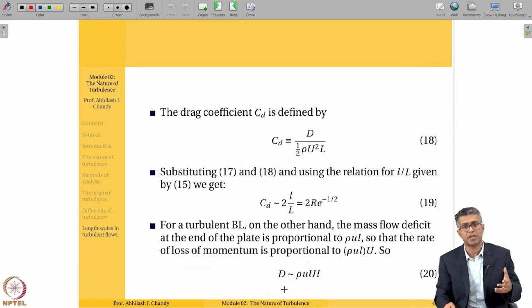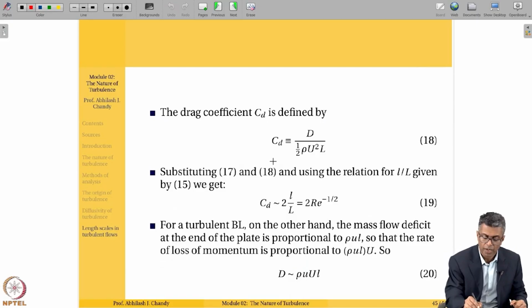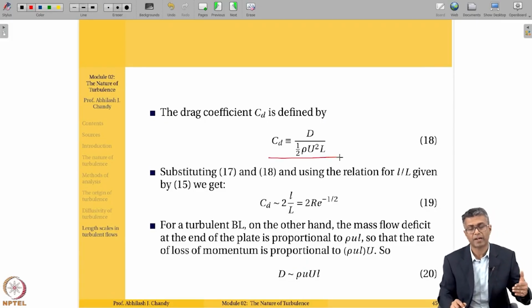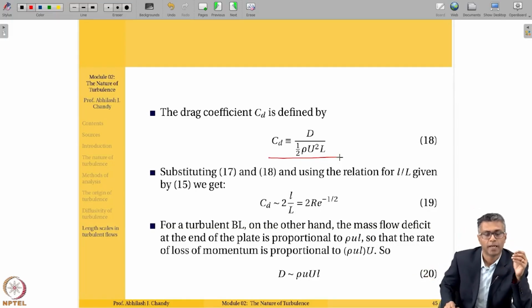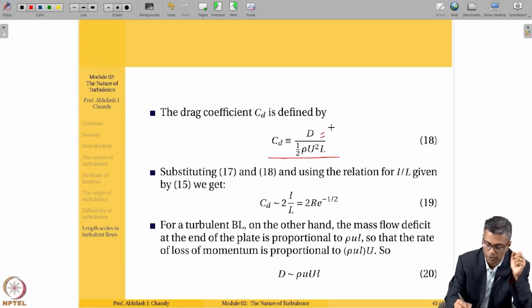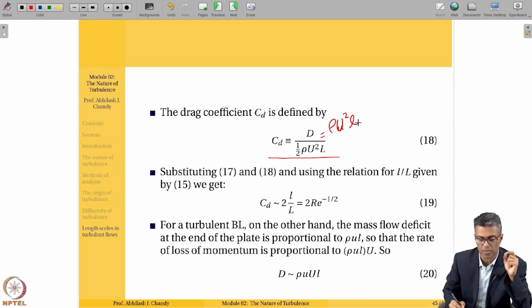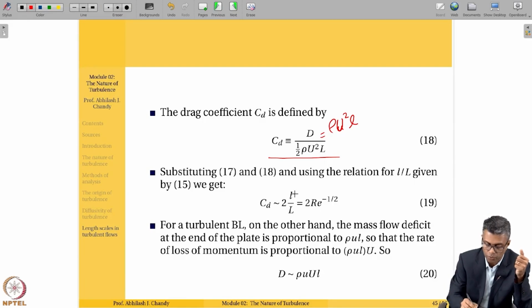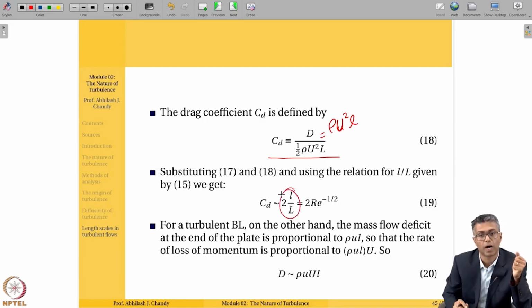So the drag coefficient is CD, this is the definition of drag coefficient, given by the drag force divided by half rho U squared L, capital L being the length of the plate. If you substitute the previous equation, D is equal to rho U squared l, and consider the drag coefficient here, you will get 2 l over L, which is 2 Re to the minus half. It is 2 times Re to the minus half. So this is for a laminar boundary layer, because the drag force came from that equation.